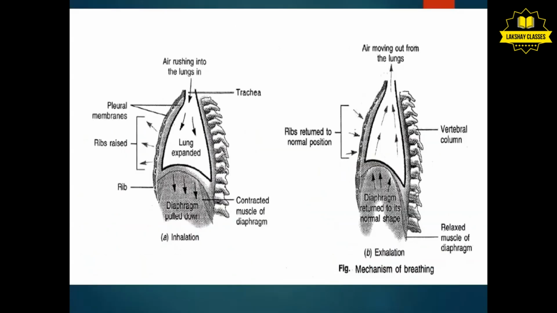You can see here that when we are taking in air, the ribs move outward and the diaphragm comes downwards, due to which the cavity increases and air moves inside. But when we are exhaling, the diaphragm comes back to its original position, the ribs return to their normal position and the space is reduced, due to which air moves outwards.